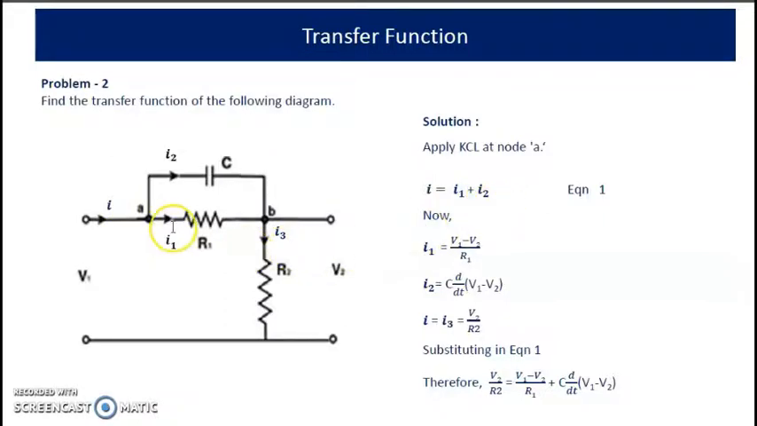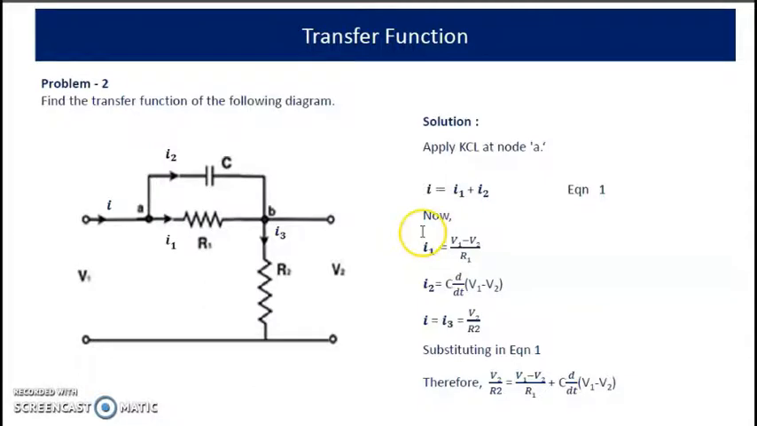Now we know that I1 is equal to V1 minus V2 by R1. Similarly, I2 is equal to current flowing through this capacitor, that is C into d by dt of V1 minus V2. I3, that is the total current I, is equal to V2 by R2. So substitute these values in this equation, we will get this expression.